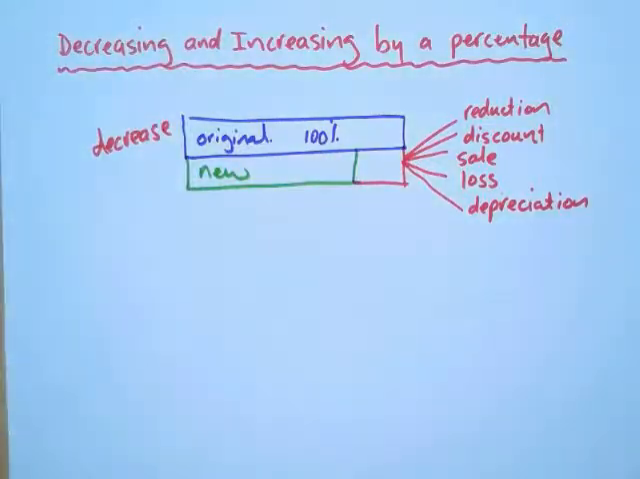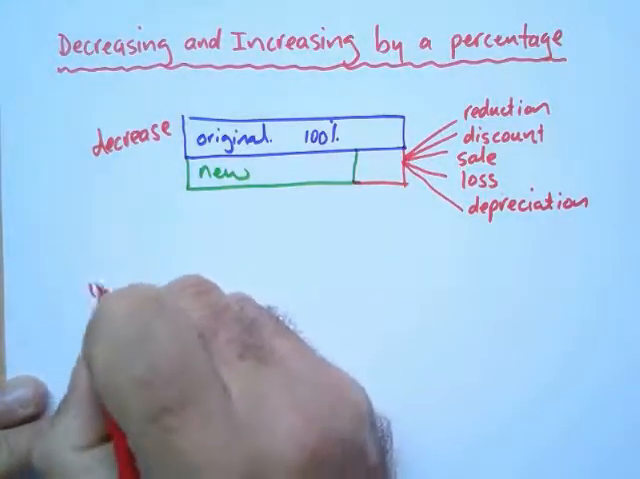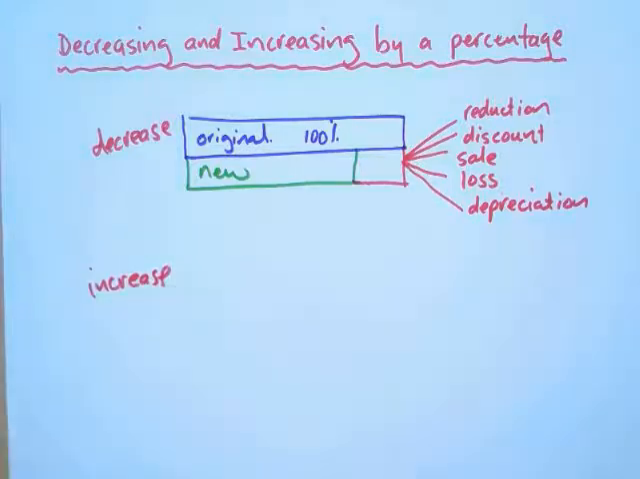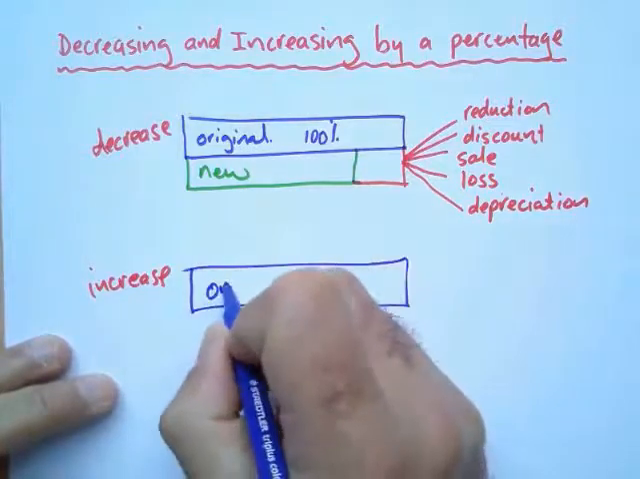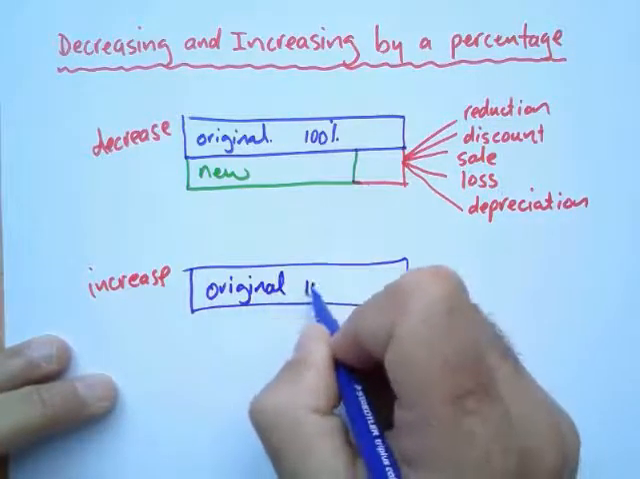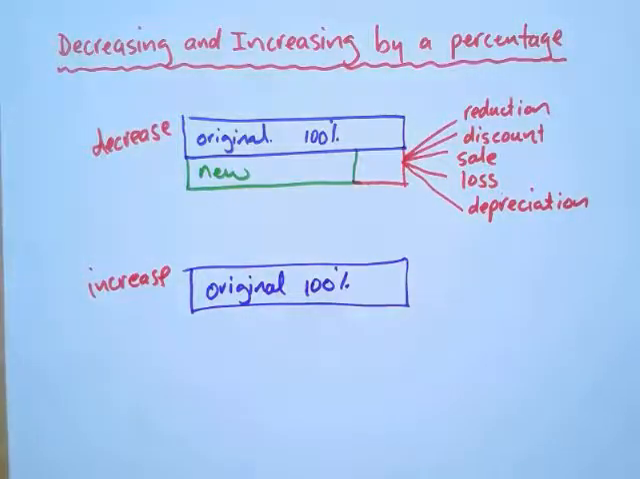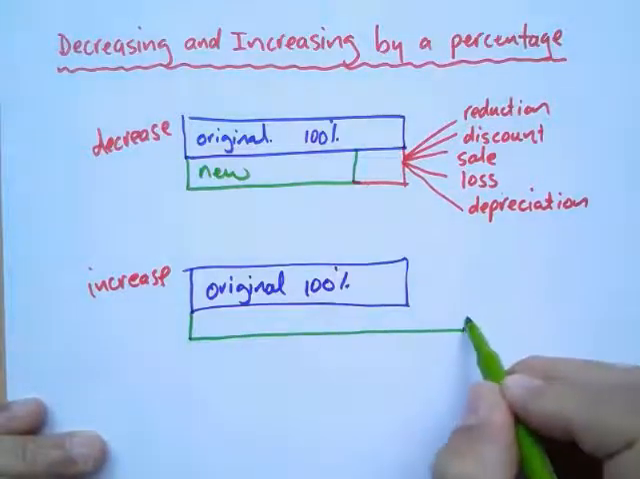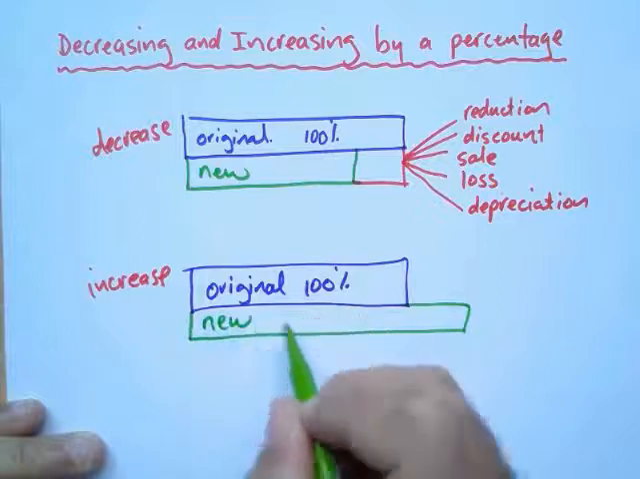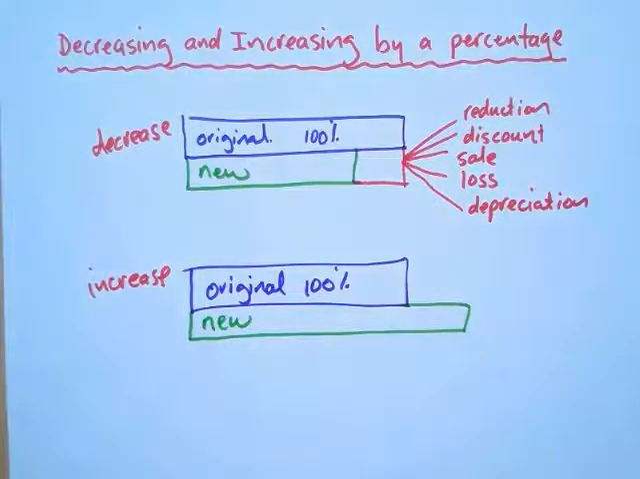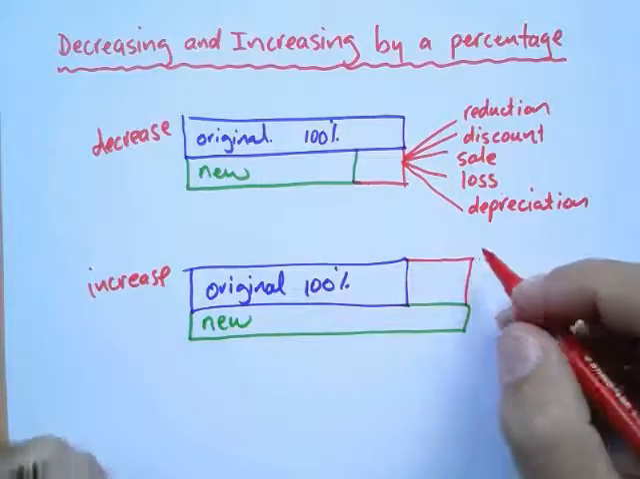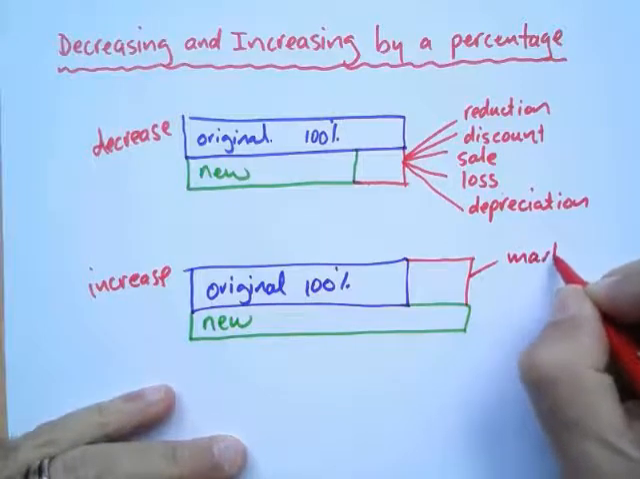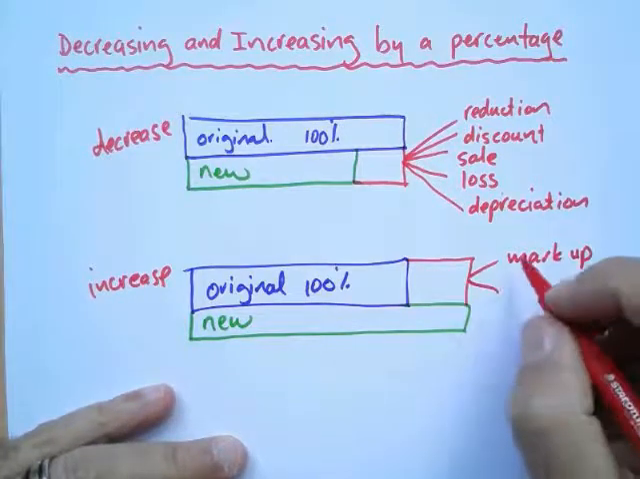This is when we have a decrease in value. If we have an increase in value, we have our original 100%, and then we're going to have a new price that is going to be more. So our new price is going to be more than the original price. And to indicate that new price, this part that we have here will be worded like markup and profit.